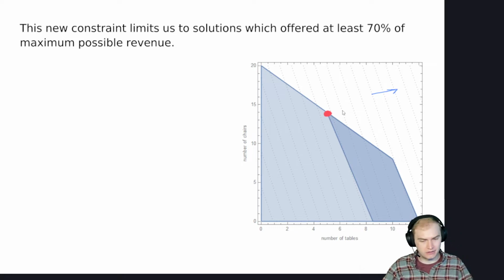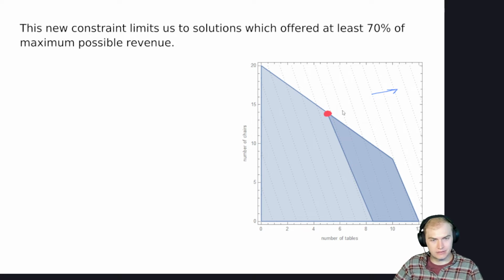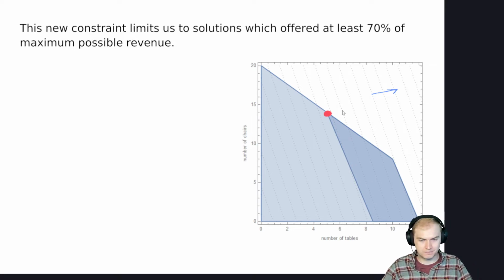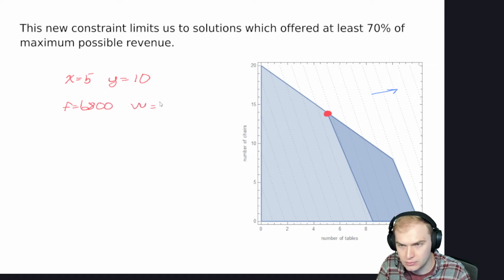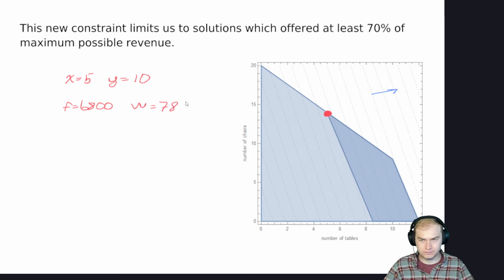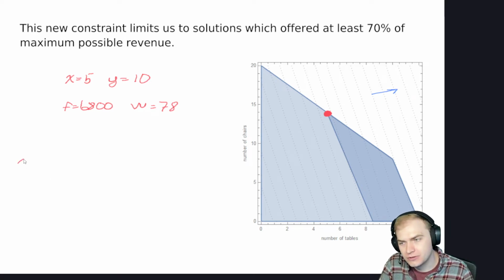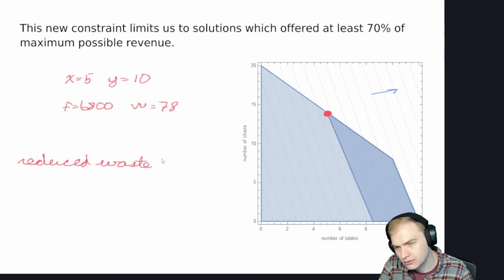I'm going to solve it graphically here, but obviously we can solve it mathematically with the simplex. This is the solution. This is x equals 5, y equals 10, f is 68,000, w equals 78. So we've reduced waste at the cost of revenue.